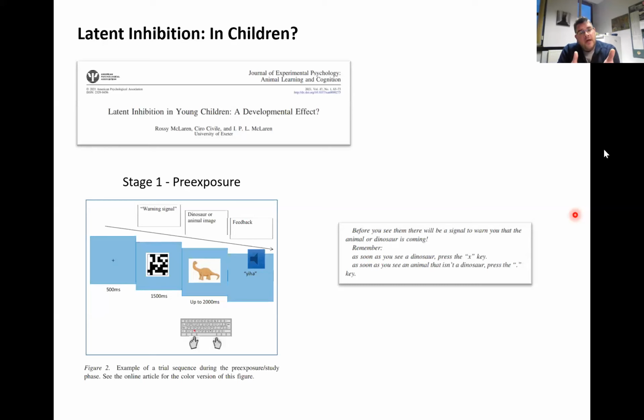So it's possible that the reason why children were responding quite a lot to the novel stimulus, but not the pre-exposed stimulus on the GO trials, was because they'd learned to not respond during the warning signal, some kind of general response inhibition effect. And that would produce what appears to be latent inhibition on the GO trials. And it would also provide a reasonably natural explanation for why the opposite pattern of results emerges on the no-GO trials.